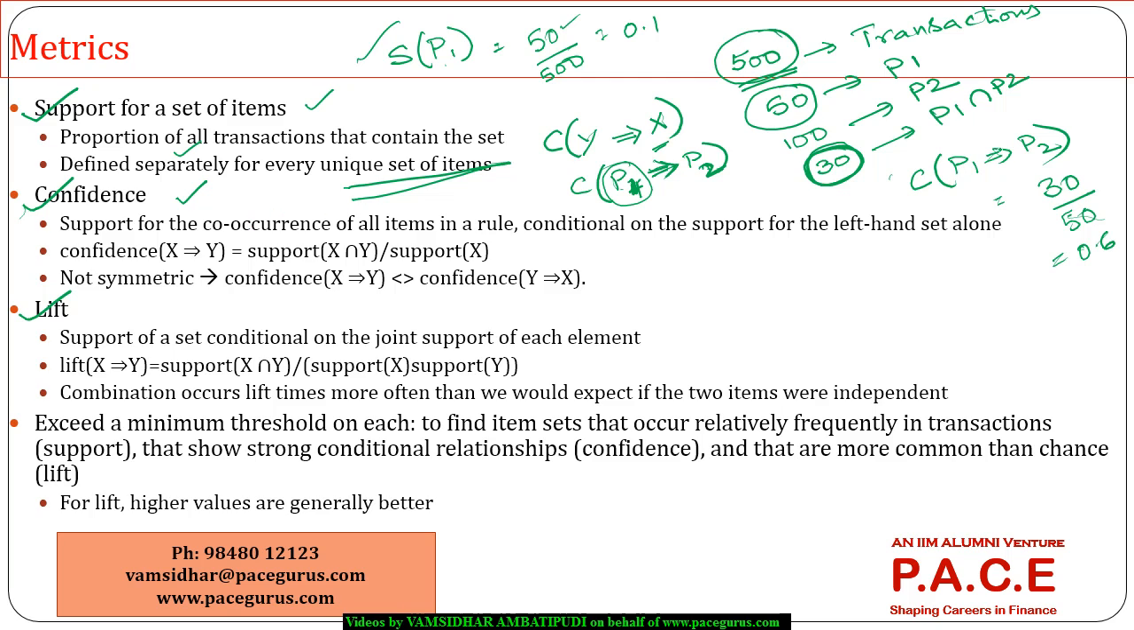So it's a support for co-occurrence of both of them. So the co-occurrence of both of them is 30 out of 1000. That is the support for co-occurrence of both of them.